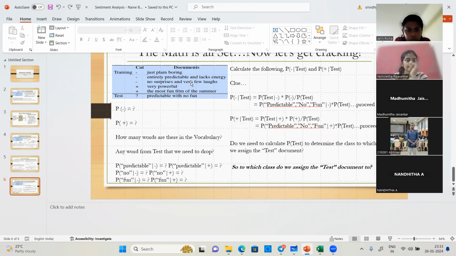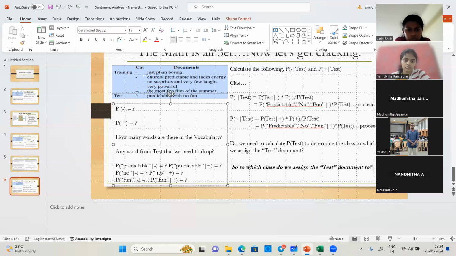This is where Laplace smoothing will be useful. With Laplace smoothing, it's 1 by 34. Without Laplace smoothing, it was 0 by 14. With Laplace smoothing, it will be 0 plus 1 by 14 plus 20, 34.